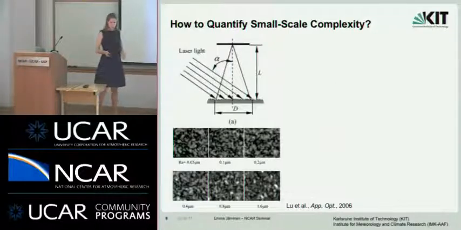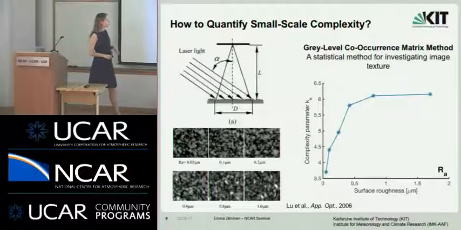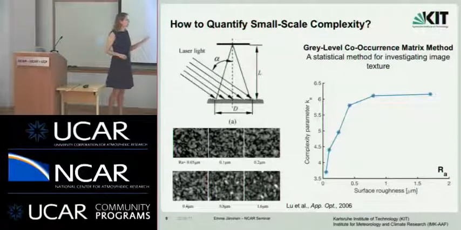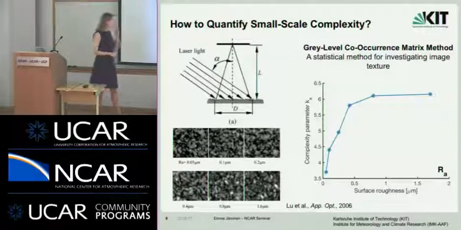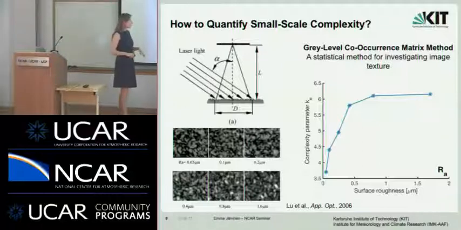And it has been shown that measuring and analyzing such scattering patterns, for example using a gray level coherence matrix method, which is a statistical method for studying exactly these image structures, gives us a complexity parameter that indeed is linearly dependent on the actual surface roughness. So this was a work by Lu et al.